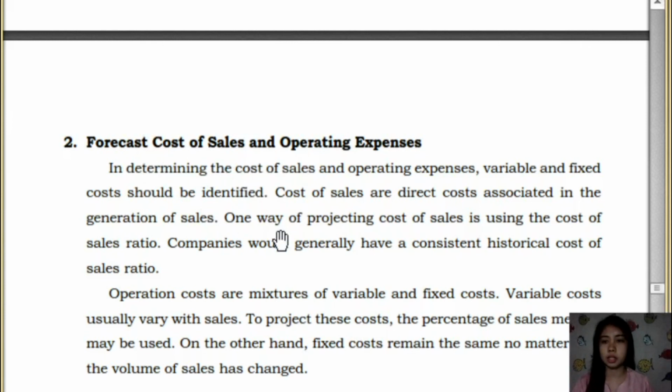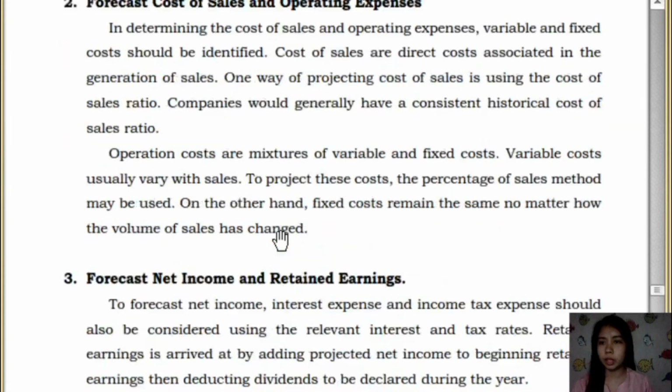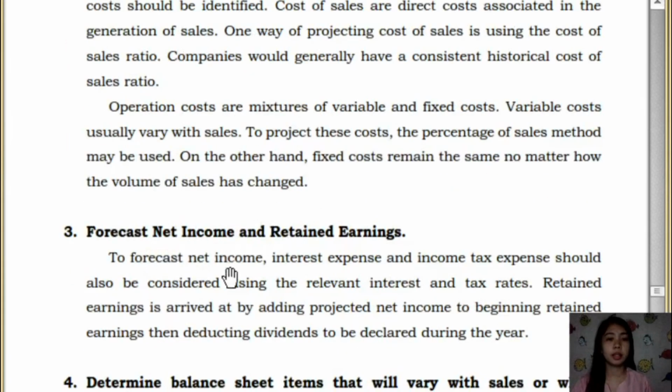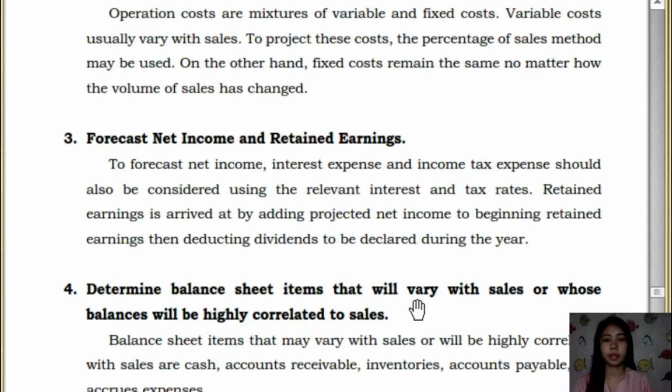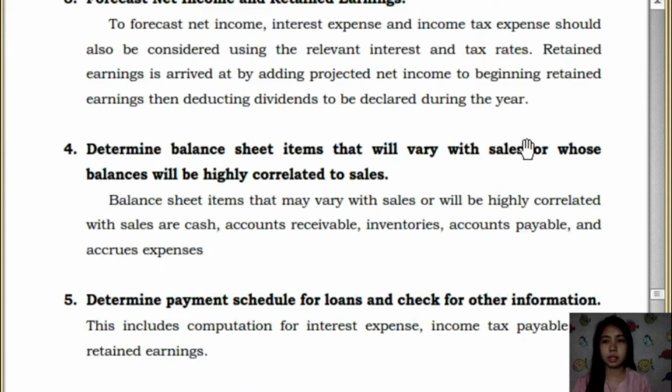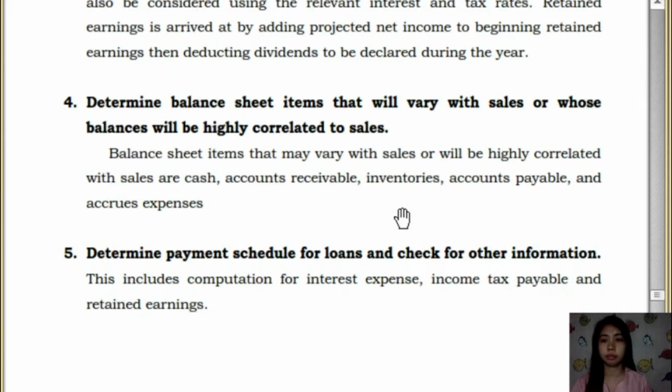Okay, I think, below an activity which we could use to easily identify this, or how we can forecast sales and operating expenses. Next would be forecast net income and retained earnings. To forecast net income, interest expense and income expense should also be considered using relevant interest and tax rates. Number 4, determine balance sheet items that will vary with sales or whose balances will be highly correlated with sales, such as cash, accounts receivable, inventories, accounts payable, and I think accrued expenses though.